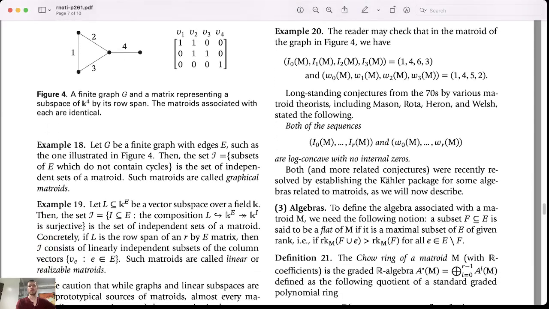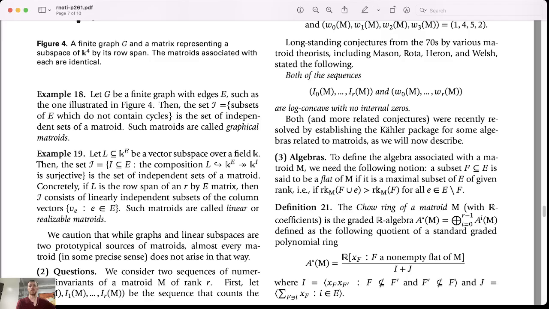Example: the reader may check that in the matroid of the graph in figure 4 we have I0 of M, I1 of M, I2 of M, I3 of M equals 1, 4, 6, 3, and W0 of M, W1 of M, W2 of M, W3 of M equals 1, 4, 5, 2. Long-standing conjectures from the 70s by various matroid theorists including Mason, Rota, Heron, and Welsh stated the following.